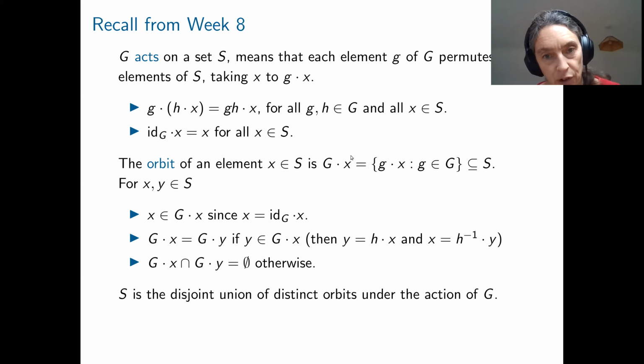First thing is we can say for sure the orbit of X is not empty because X itself is there, since X is obtainable from itself by hitting it with the identity element of the group. So every element X is in the orbit that it determines itself, G dot X.